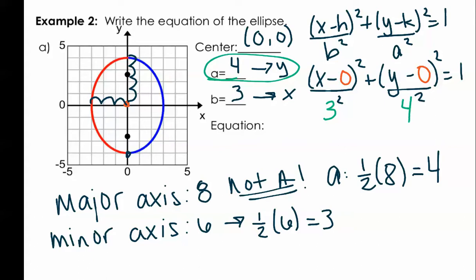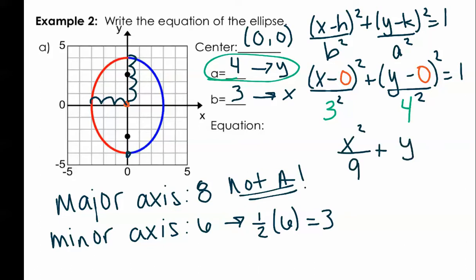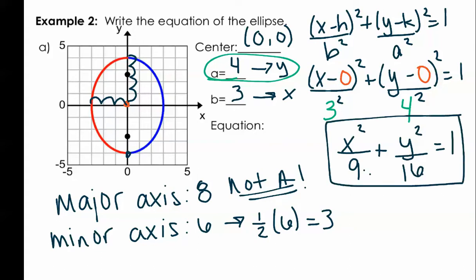You're going to want to clean that up a little bit. I'm going to erase, make some more room for myself, and just write it nice, make sure everything is simplified. So x minus 0, we'll just leave that as x squared. 3 squared will become 9, plus y minus 0, we'll leave that as y squared. 4 squared will become 16, equals 1. There is our equation.